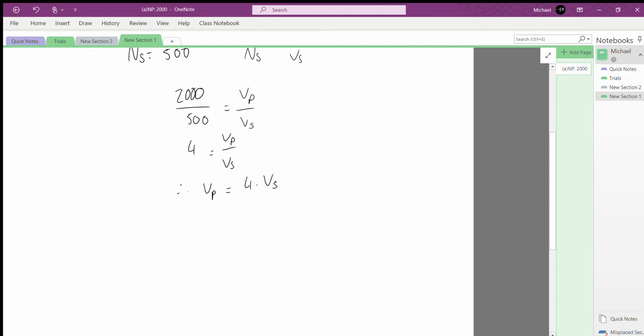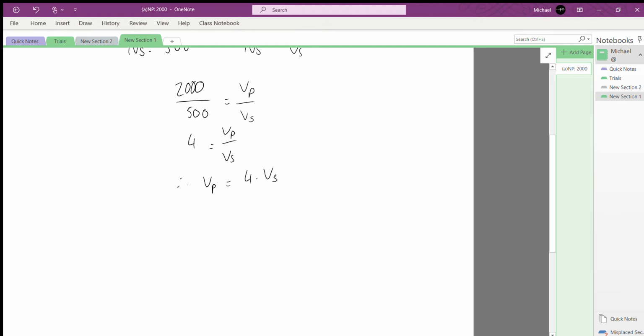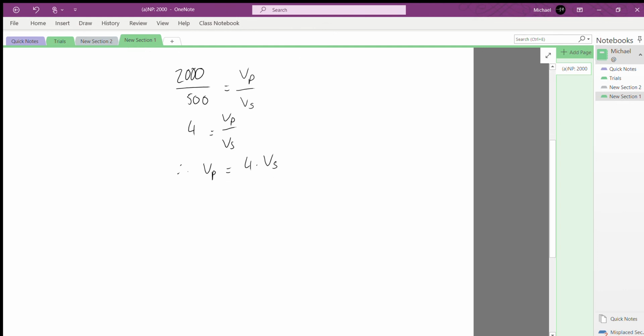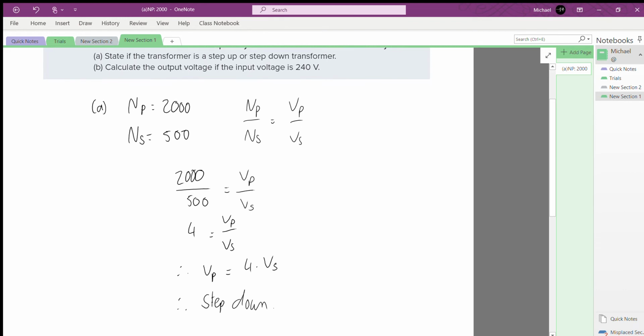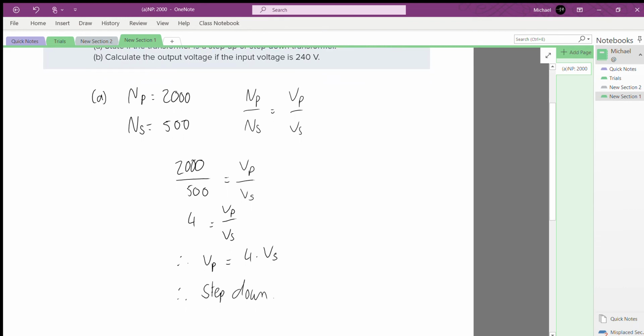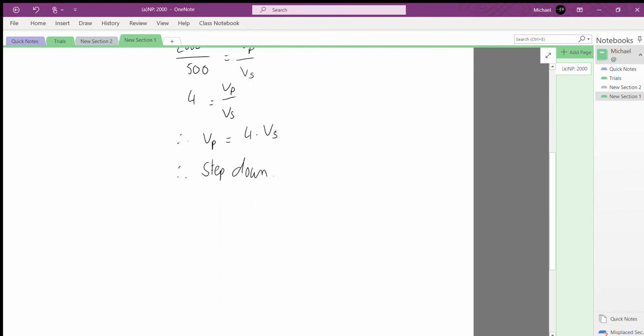Therefore, this must be a step down transformer because the voltage in the primary coil is 4 times as large as the voltage in the secondary coil. Therefore, step down. Now we have to calculate the output voltage if the input voltage is 240 volts.